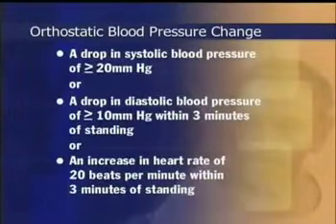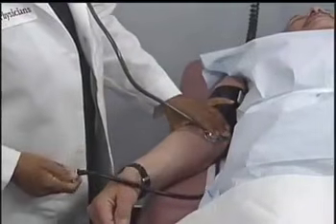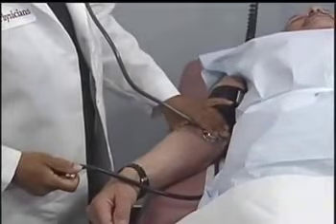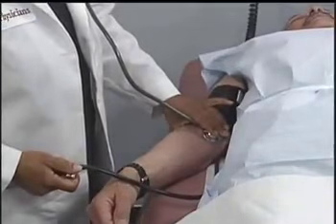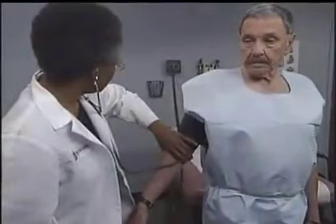Orthostatic blood pressure change is defined as a drop in systolic blood pressure of greater than or equal to 20 millimeters of mercury, or a drop in diastolic blood pressure of greater than or equal to 10 millimeters of mercury within 3 minutes of standing. An increase in heart rate of 20 beats per minute within 3 minutes of standing is also considered an orthostatic change. To assess for orthostatic hypotension, measure the patient's orthostatic blood pressure and heart rate in 2 positions: supine after the patient rests for up to 10 minutes, then within 3 minutes of standing.